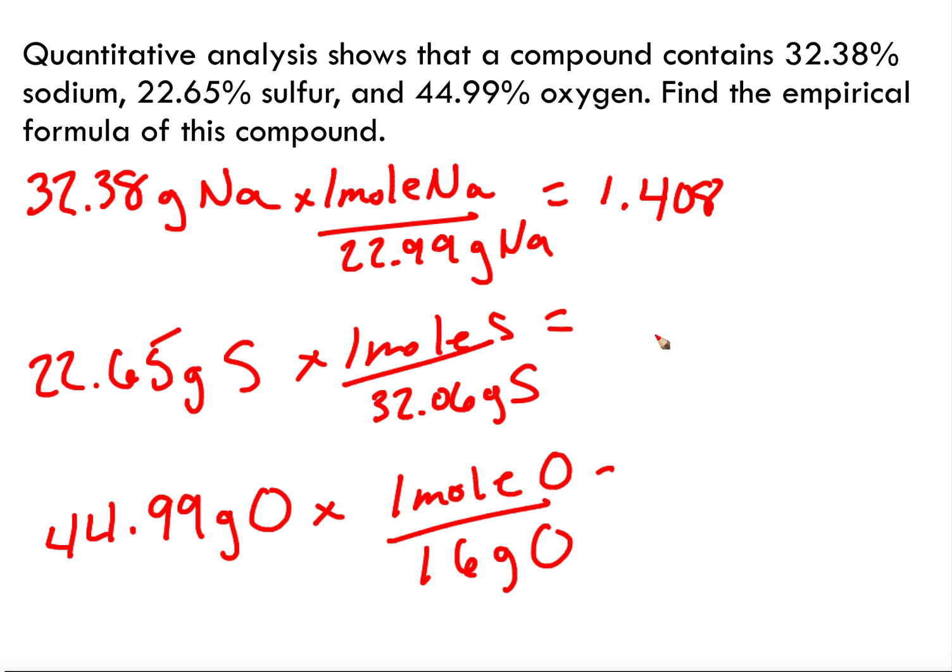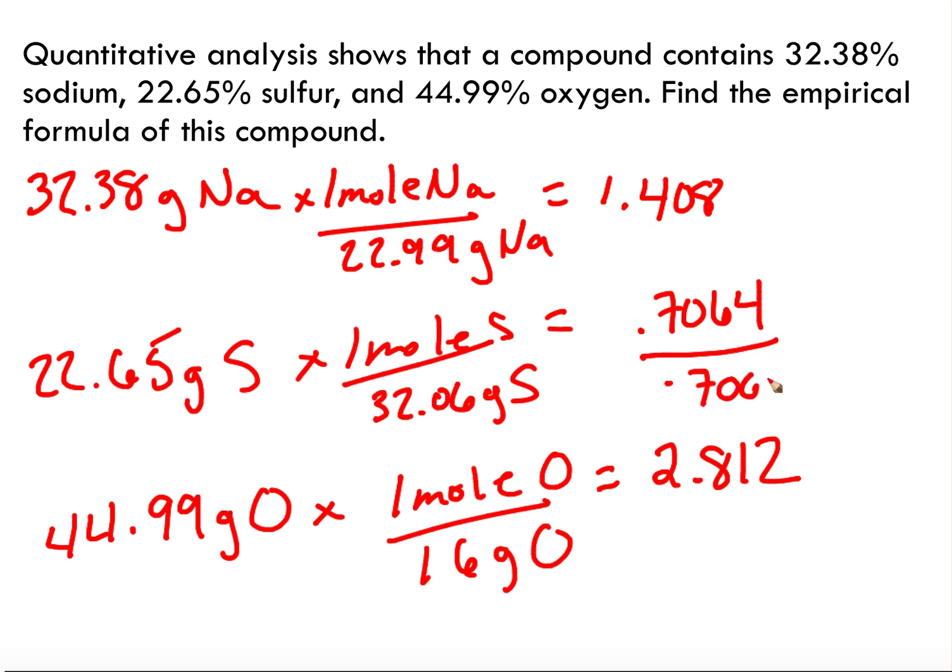22.65 divided by 32.06 gives us 0.7064. And then 44.99 divided by 16 gives us 2.812. Now, what do we do next? We look at the 3 numbers we get, and we want to figure out which one is the smallest. Hopefully we all see that 0.7064 is the smallest of the 3 numbers. So we're going to divide each of these 3 numbers by 0.7064.